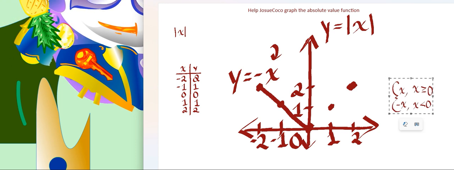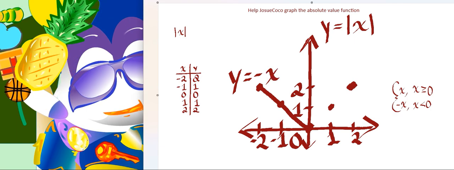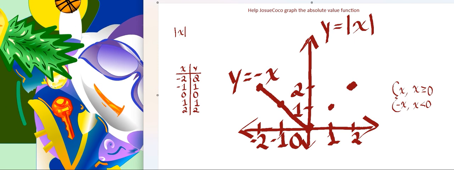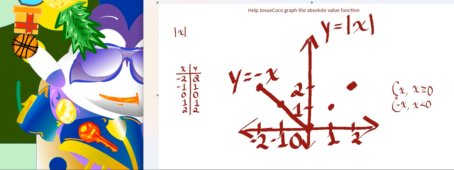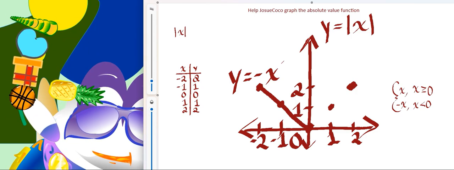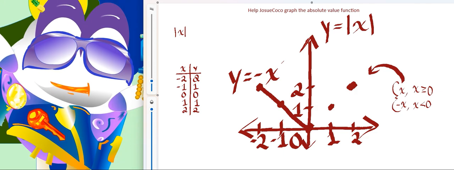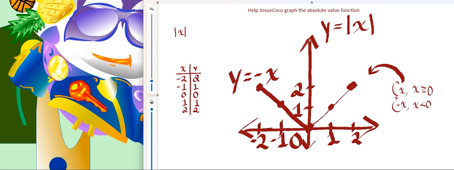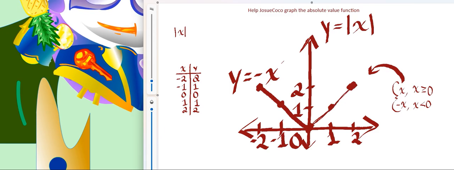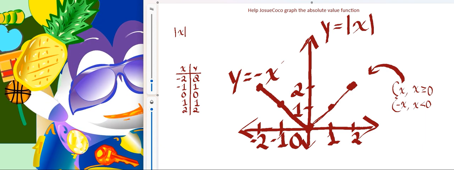Okay, let's make some space here and let's continue with the top line of the piecewise defined function. Right about here, we'll go ahead and connect the dots. And we will label this line as y equals x.